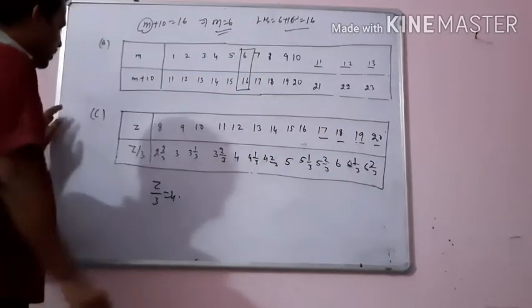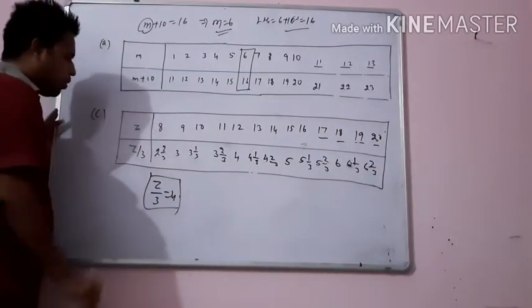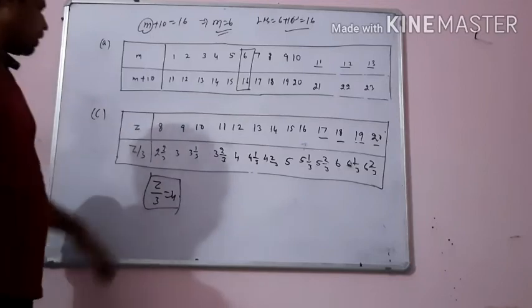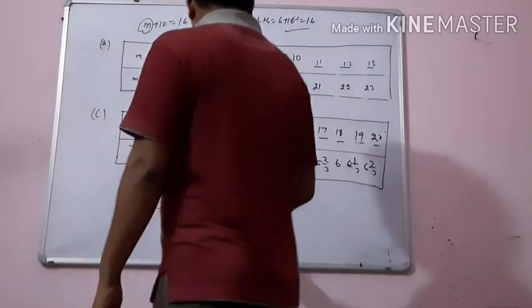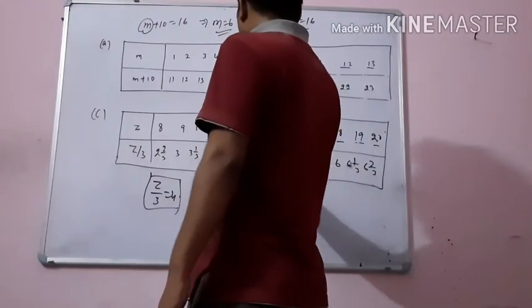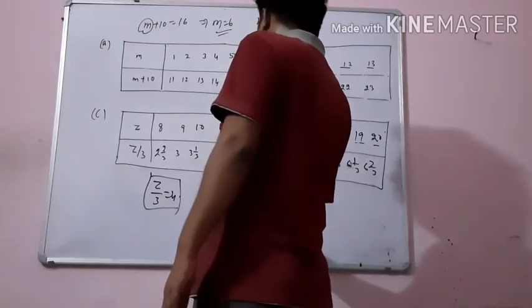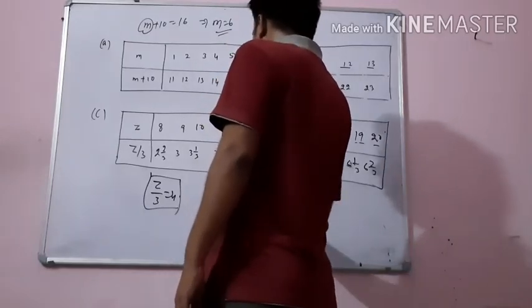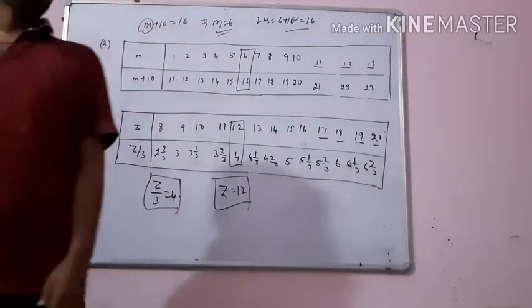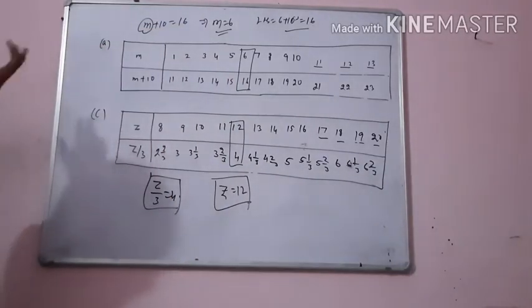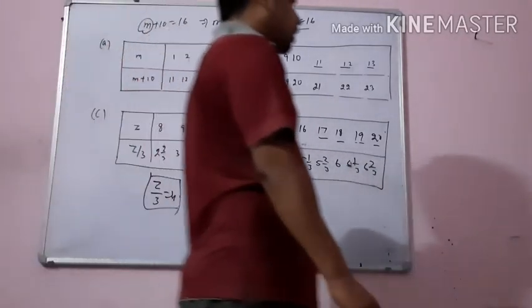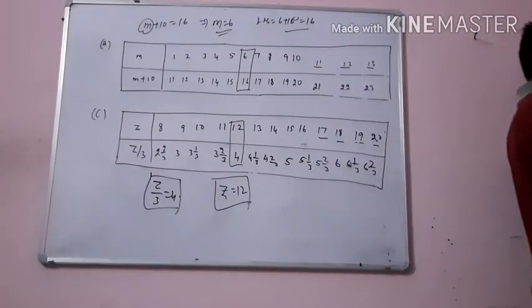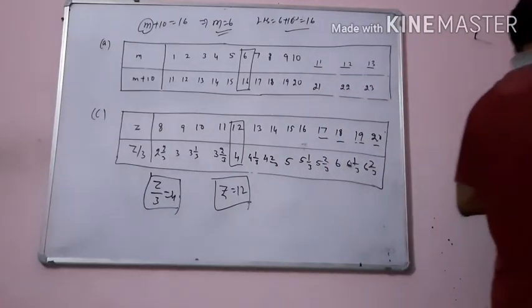Now you have to find z upon 3 equals 4. Where is it? It is here. And what is the corresponding value of z? Here z equals 12. So the value of z will be 12. The remaining two questions, do them by yourself. Now moving on to question number 5.